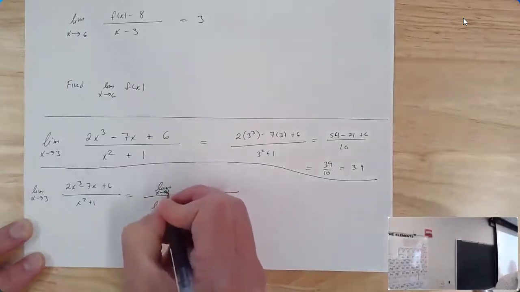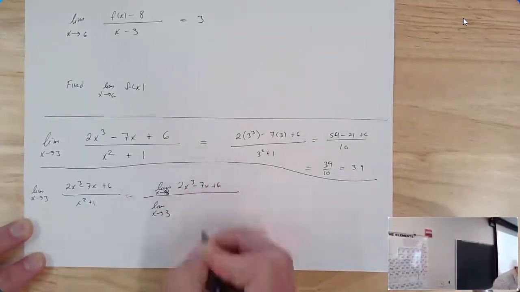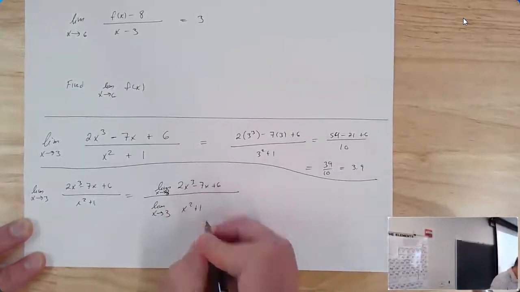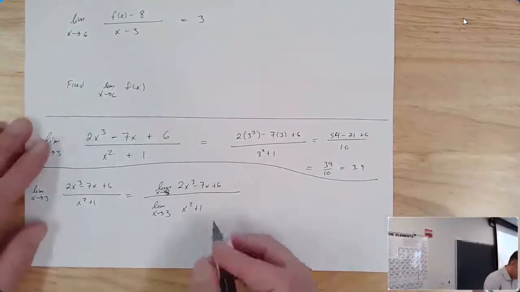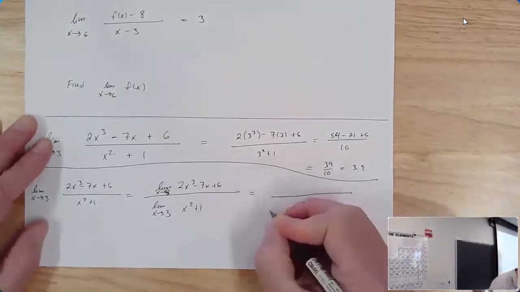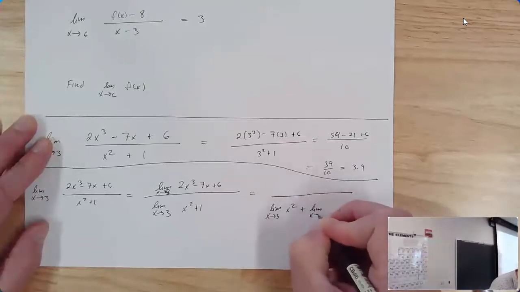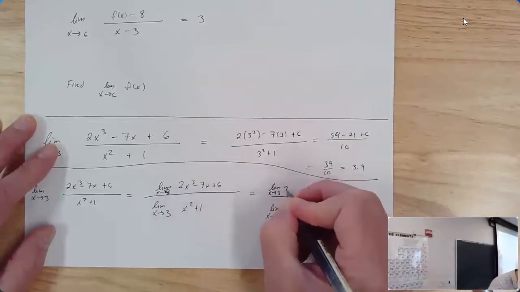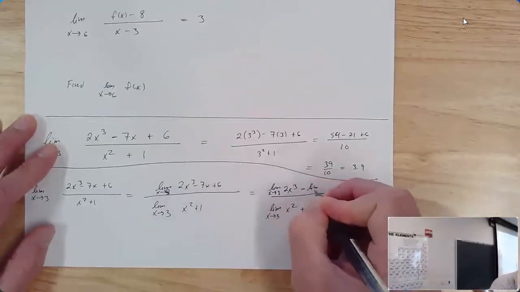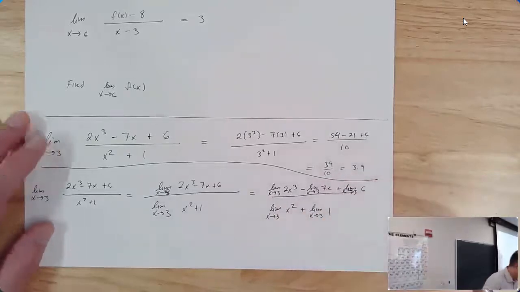Sorry, I'm approaching 3, not 6. So the limit as x approaches 3 of 2x cubed minus 7x plus 6 over the limit as x approaches 3 of x squared plus 1. Then we have another rule that says the limit of a sum is the sum of the limits, and the limit of a difference is the difference of limits. So I can break the bottom part up into two limits: the limit as x approaches 3 of x squared plus the limit as x approaches 3 of 1. And the top part would be the limit as x approaches 3 of 2x cubed minus the limit as x approaches 3 of 7x plus the limit as x approaches 3 of 6.